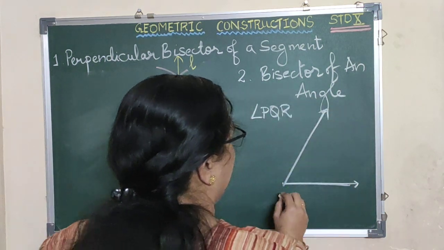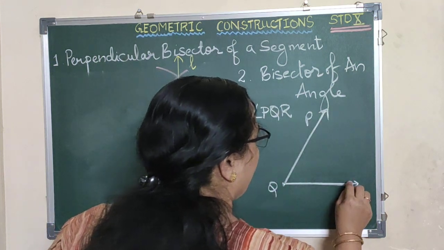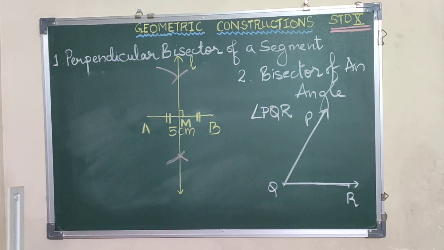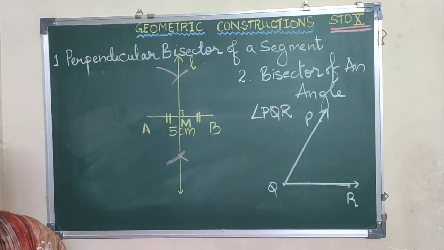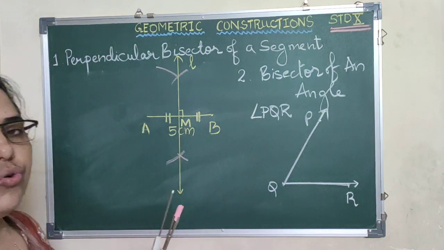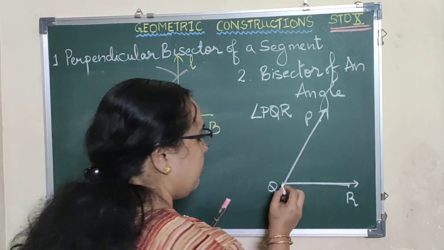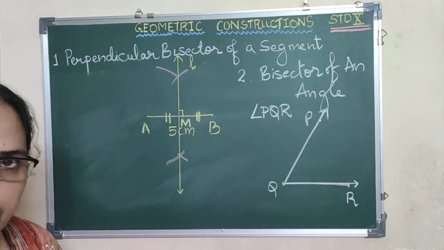So what do we get is PQR. Got it? Now to bisect this angle PQR, again we need the compass. So how do we do this? We have to first know what is the vertex of the angle. What is the vertex of the angle? Point Q is the vertex of the angle.